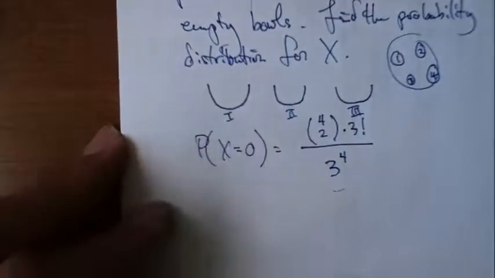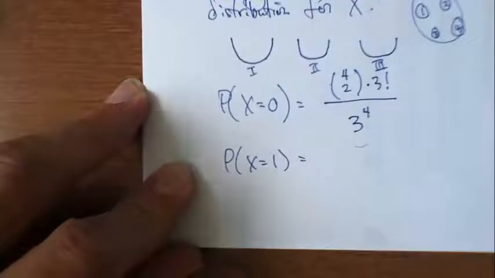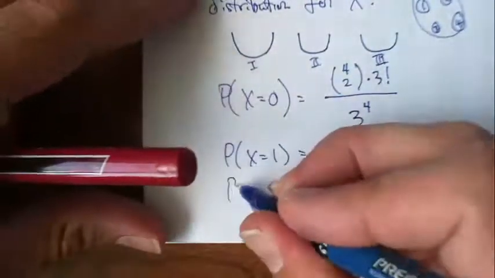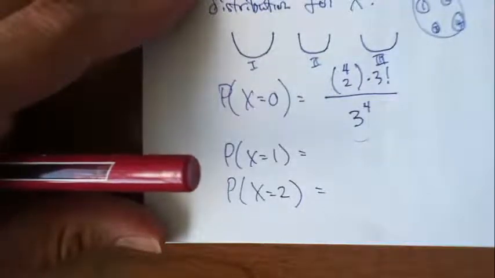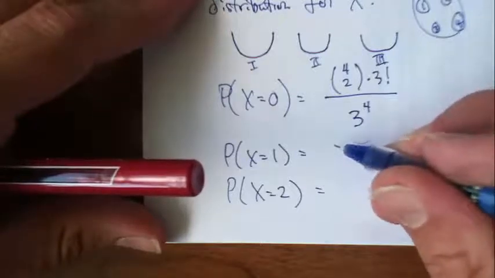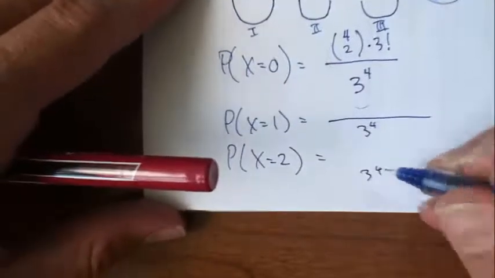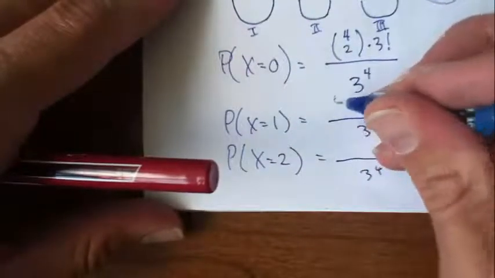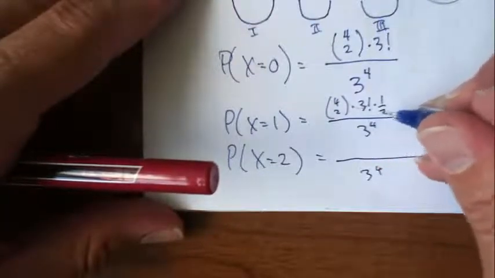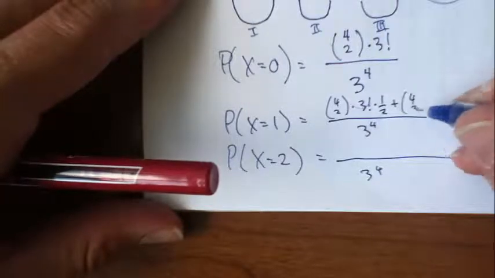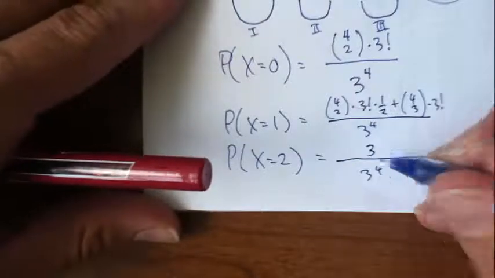Now, maybe you could try to get the others here. If you want to pause and go ahead and try to work it out on your own. I'm going to show you what I got here, though. Ready? For this one, it's all over 3 to the 4th. I got 4 choose 2 times 3 factorial times a half, plus 4 choose 3 times 3 factorial. Boy, this one was kind of tricky. The last one is just 3 over 3 to the 4th.